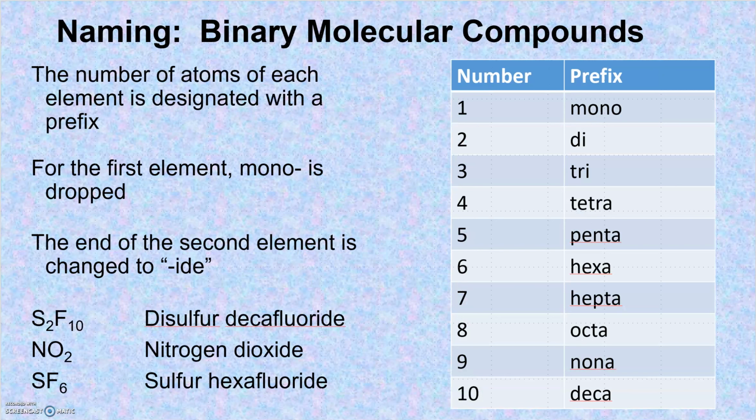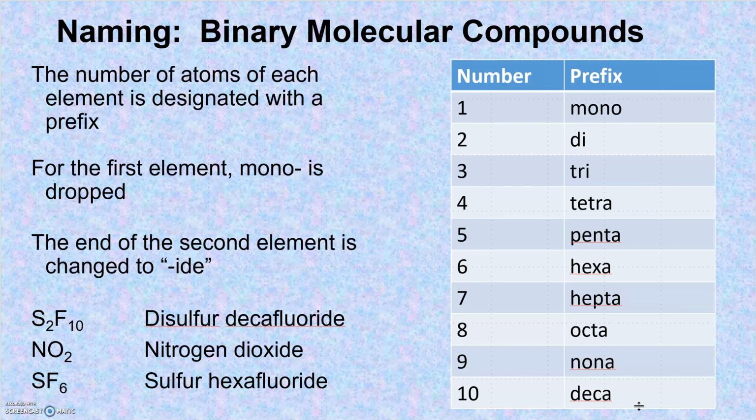We're going to have to use a set of prefixes, and they're listed right here. I would probably memorize them. This will save time. You can have them handy. These prefixes are going to tell us how many of each of the elements there are. Now, there's one funny catch when we name these binary, meaning 2, molecular compounds, so 2 nonmetals. The catch is, if there's only one of the first element, we don't use mono. Otherwise, we use the prefix to represent the number.